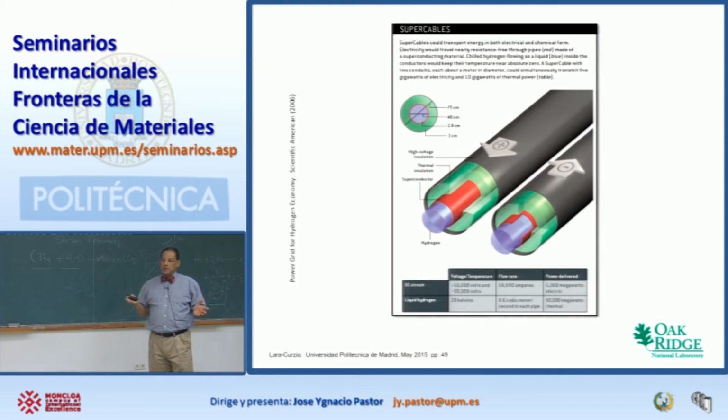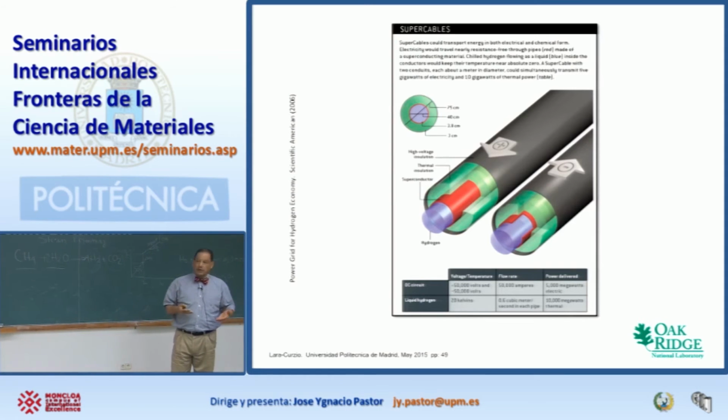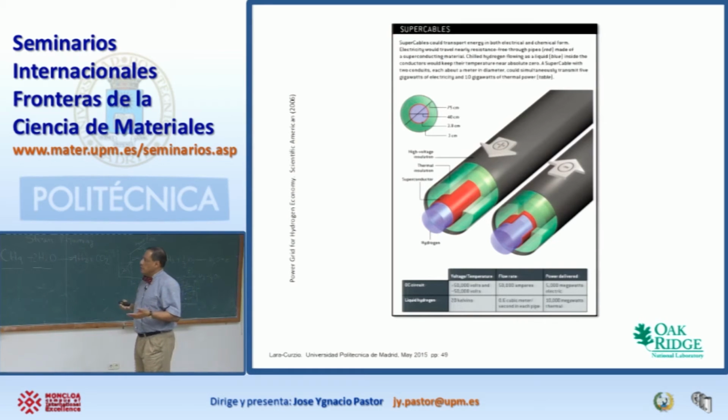With superconductivity, there are no losses. Electrons flow without any resistance, so there will be no losses. Obviously, you have to provide energy to the system to be superconducting. And the way you do it is by cooling down the cables. So depending on the transition temperature, there are some high-temperature superconductors that at 80 Kelvin, they are superconducting.